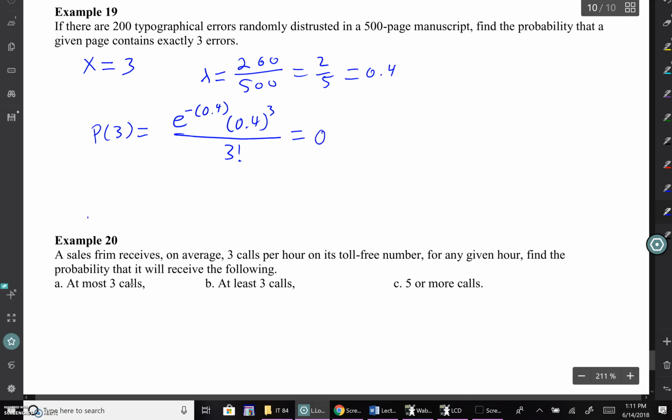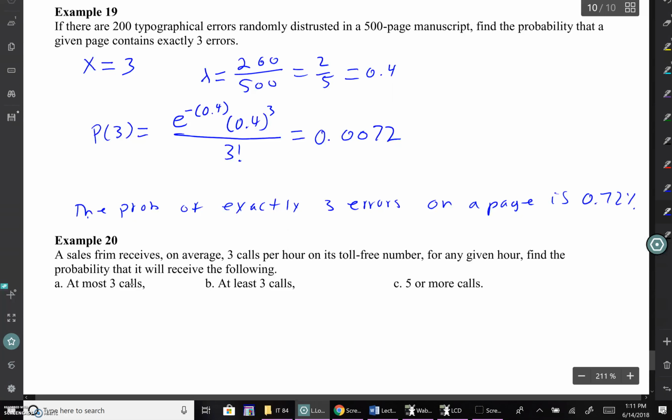All right, so I got 0.007. I'm going to round to 72. Does anybody else agree with me? Yes? So then you would tell me the probability of exactly 3 errors on a page is 0.72%, which is not that large.